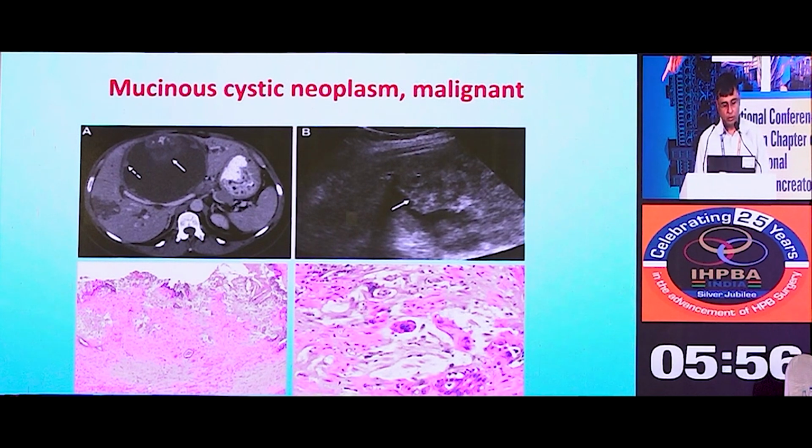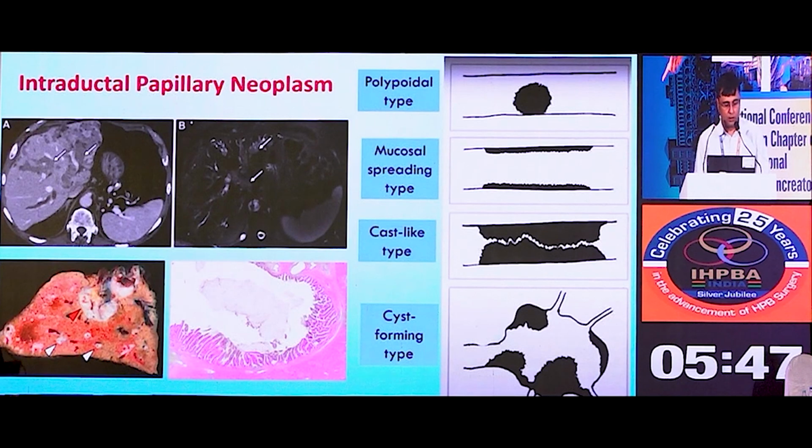On the histopathological imaging, again we can confirm the presence of ovarian stroma. Now coming to the next diagnosis, that is intraductal papillary neoplasm. So like pancreas, the intraductal papillary neoplasm of the biliary tract was described by WHO, and these are based on morphology divided into 4 types: polypoidal, mucosal spreading, cast-like type, and cyst-forming type. So for our differential, we are concerned mainly with the last one, that is cyst-forming type.